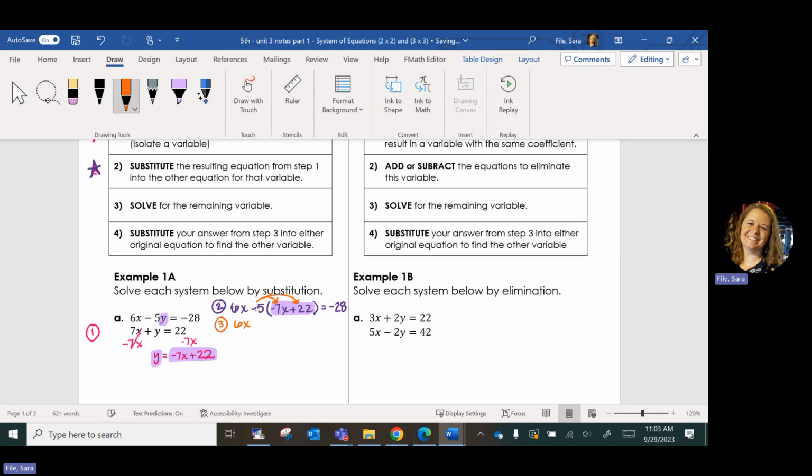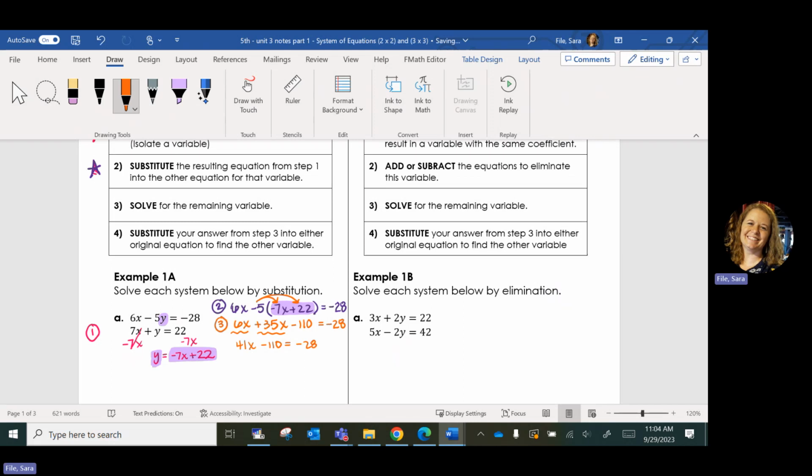So negative 5 times negative 7x would be positive 35x. And negative 5 times 22 would be negative 110. And that equals negative 28 still. Now I've got some like terms I can combine, don't I? I've got 6x and 35x. What does that become when I combine like terms? 41x. And I've still got minus 110 equals negative 28.